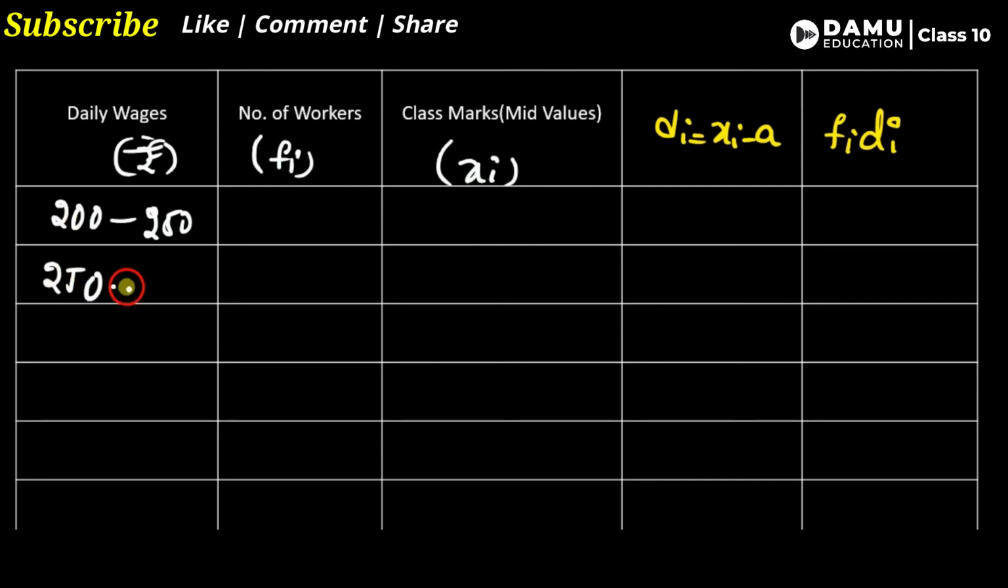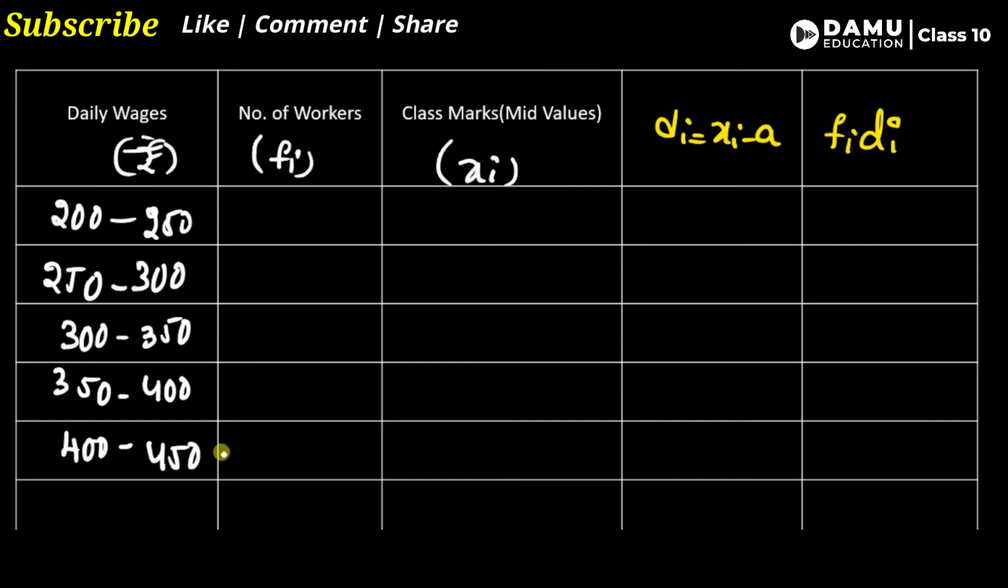What type of class intervals are these? These are exclusive class intervals: 200 to 250, 250 to 300, then 300 to 350, 350 to 400, and 400 to 450. The number of workers is 12 for the first, 14 for 250 to 300, then 8, then 6, then 10. So these are the values.